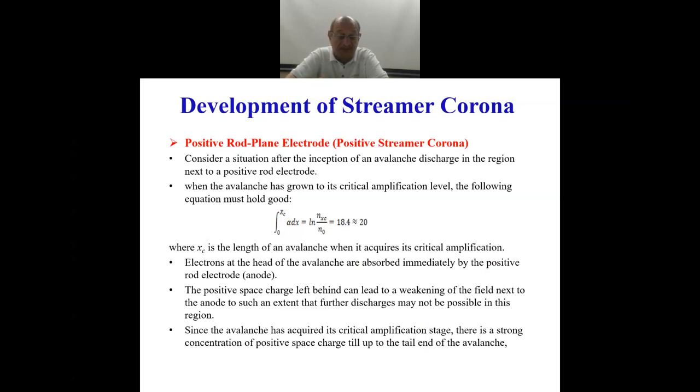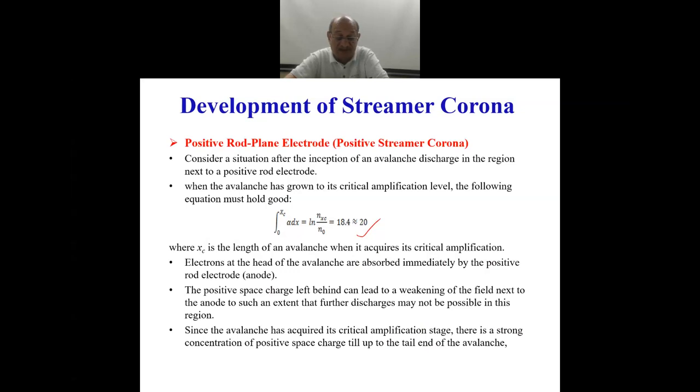That means the integration of alpha dx from 0 to xc, where xc is the critical depth, is equal to ln(n_xc/n_0), which is equal to 18.4 for critical amplification. When we knew that the total number of charged particles is more than 10 to the power of 8. And this 18.4, for convenience sake, to be able to remember in general, has been considered to be 20, you can say. Where xc is the length of an avalanche when it acquires its critical amplification.